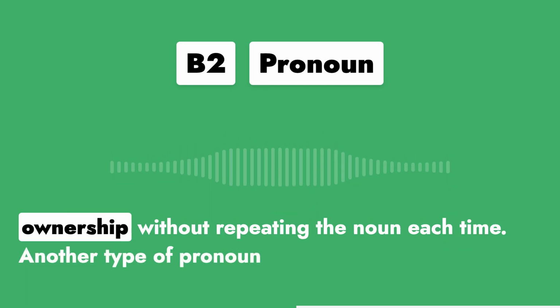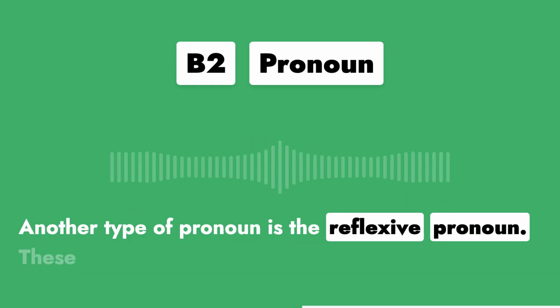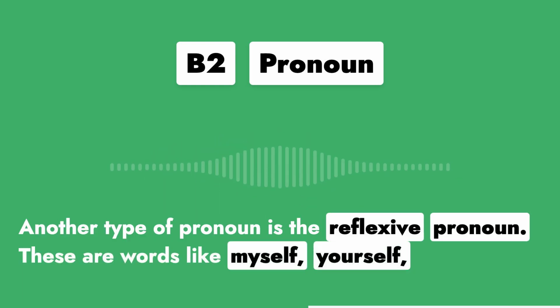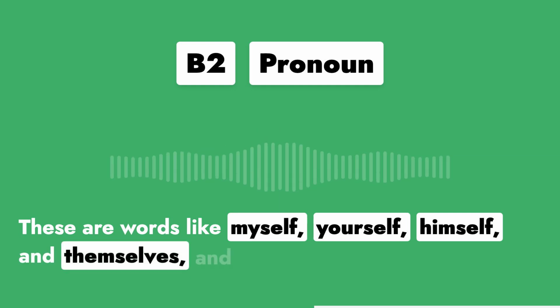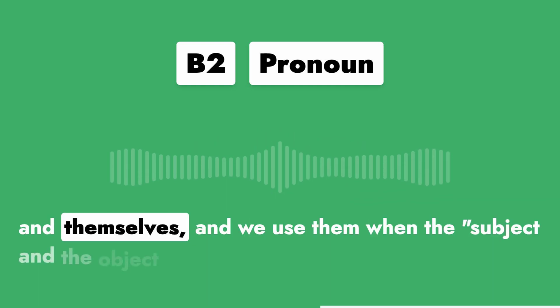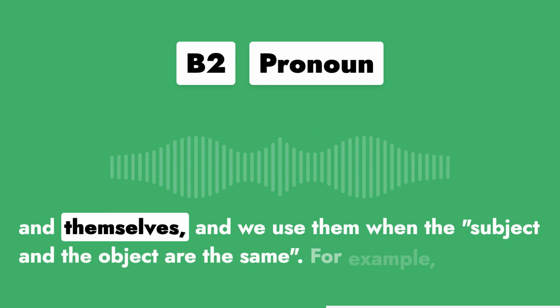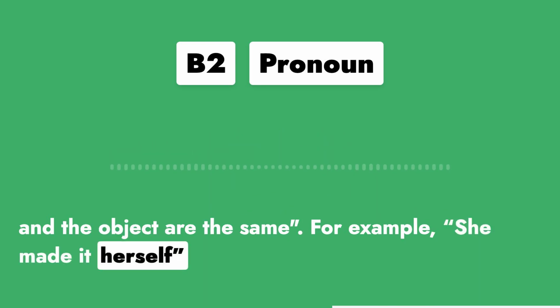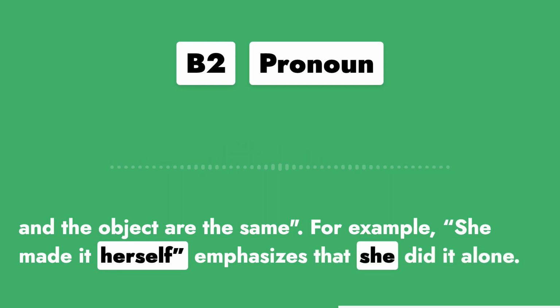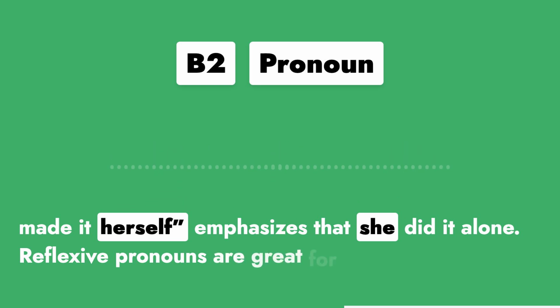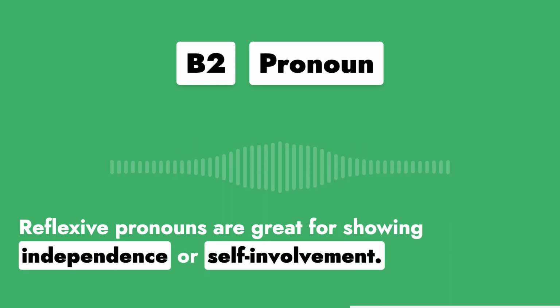Another type of pronoun is the reflexive pronoun. These are words like myself, yourself, himself, and themselves, and we use them when the subject and the object are the same. For example, she made it herself emphasizes that she did it alone. Reflexive pronouns are great for showing independence or self-involvement.